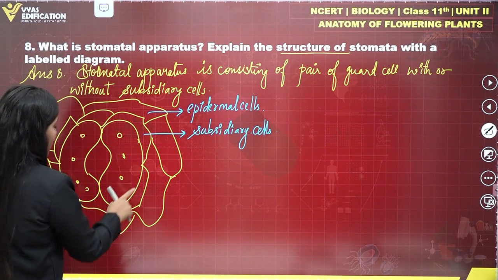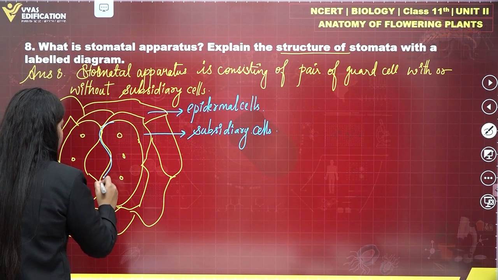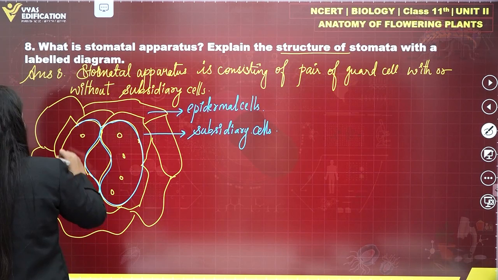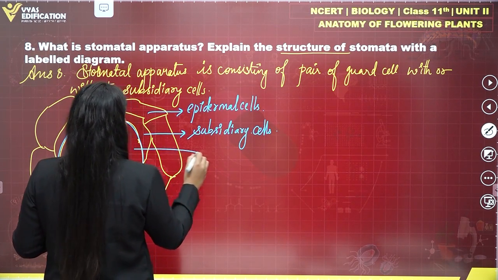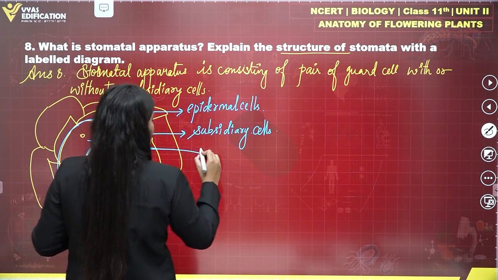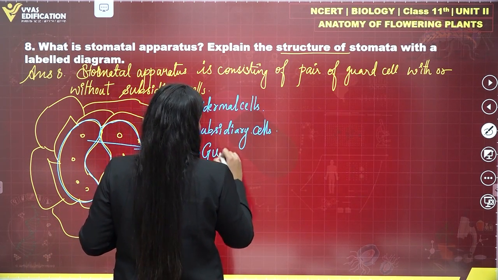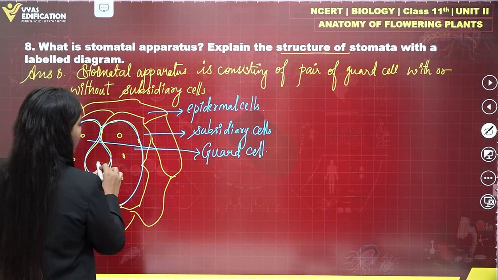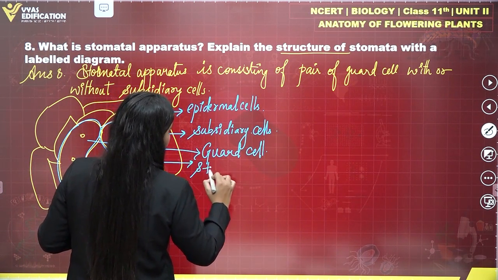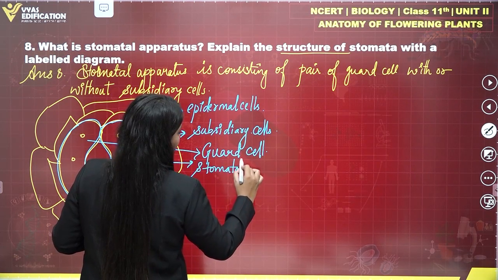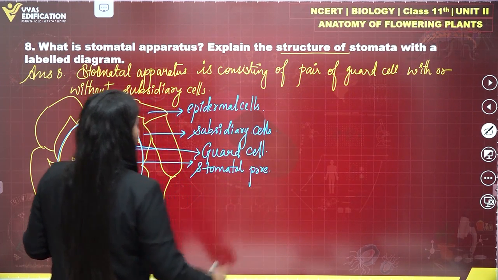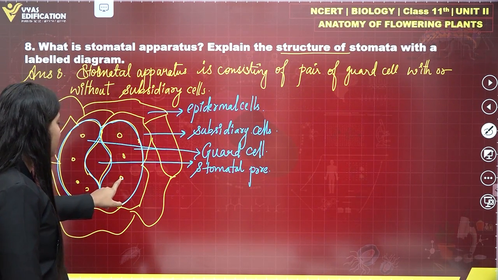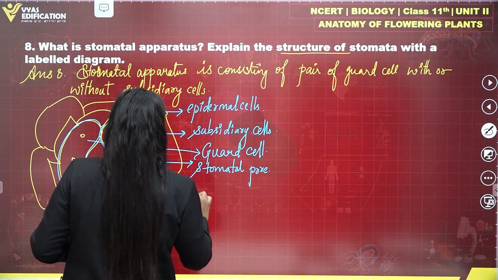Then these two cells which are bean or kidney shaped, here it is actually bean shaped, are guard cells. A pair of guard cells we have. So this is guard cell. This is stomatal pore. Right? We have completed the labeling of this. Also, we can write this is chloroplast, which is present in guard cells, of course.